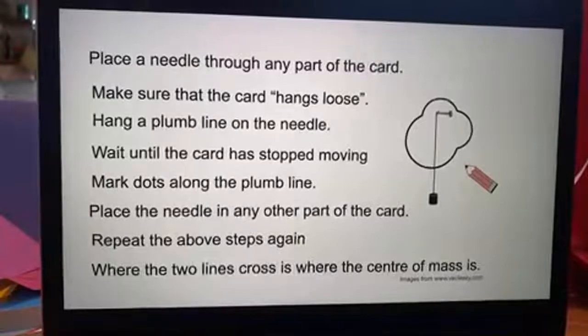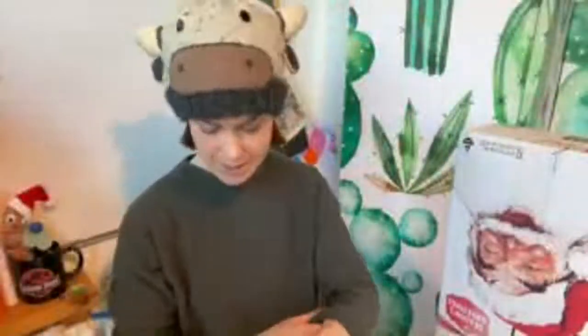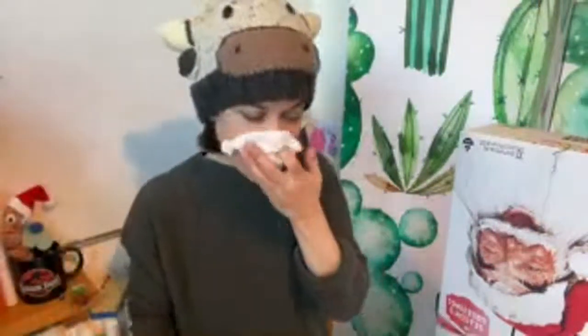So they might well ask you something like, they might describe how someone has measured the centre of mass of an irregular object and then say, what might they have done wrong? And you'd have to say, oh, they didn't wait until the card stopped moving, or they didn't let the card hang loose, that kind of thing.